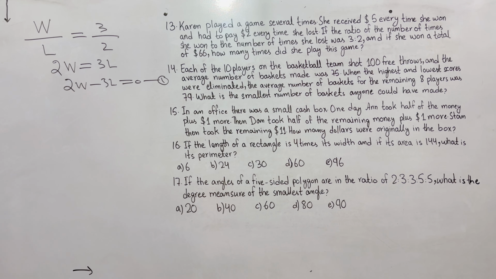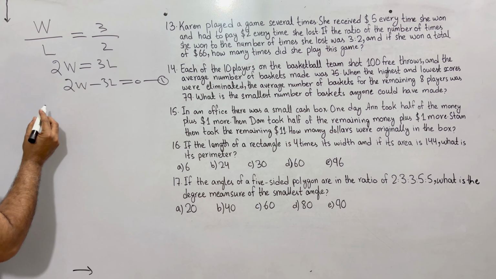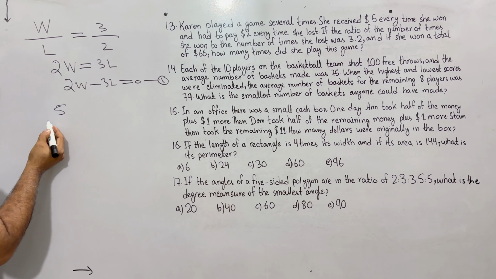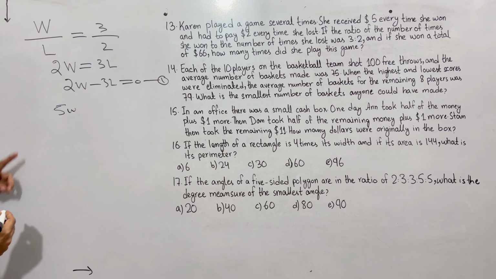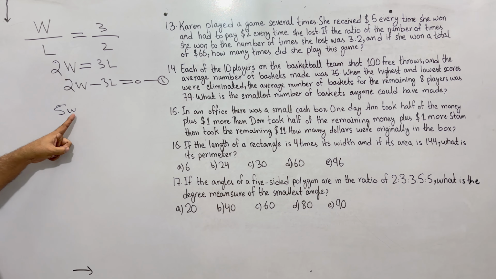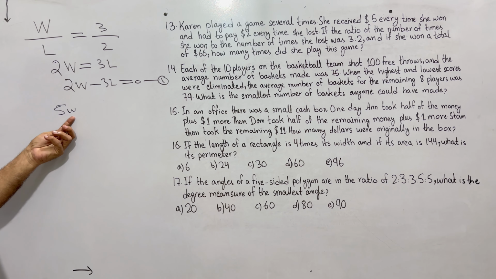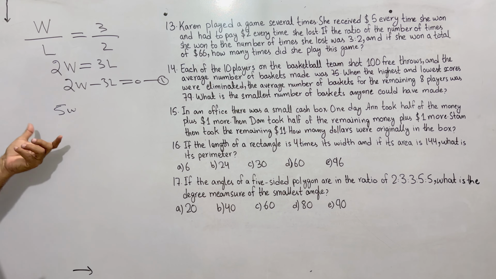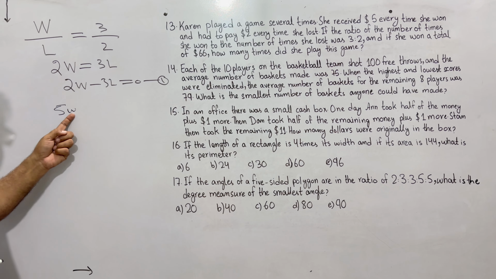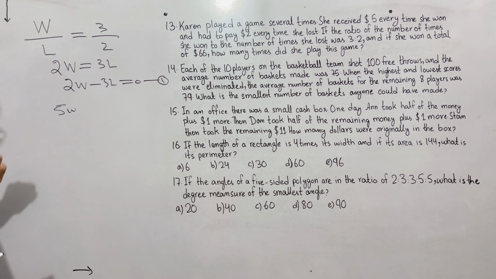Furthermore, for every win, she is going to obtain $5. For one win, $5, so 5 times W. If I put 1 here, 1 5 the 5, she is going to get $5. 2, 2 5 the 10. If she won 2 times, she is going to get $10. 3 times, 3 5 the 15, $15. Whenever she won, she obtained a $5 prize.